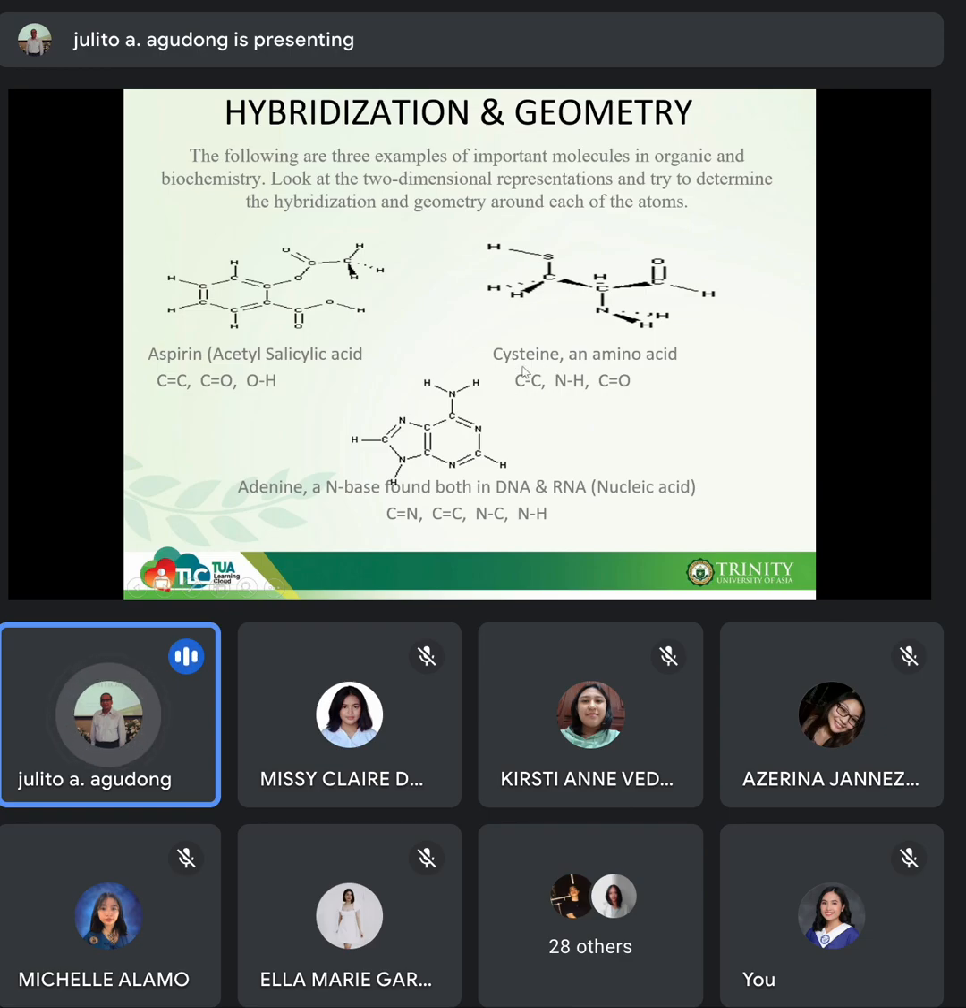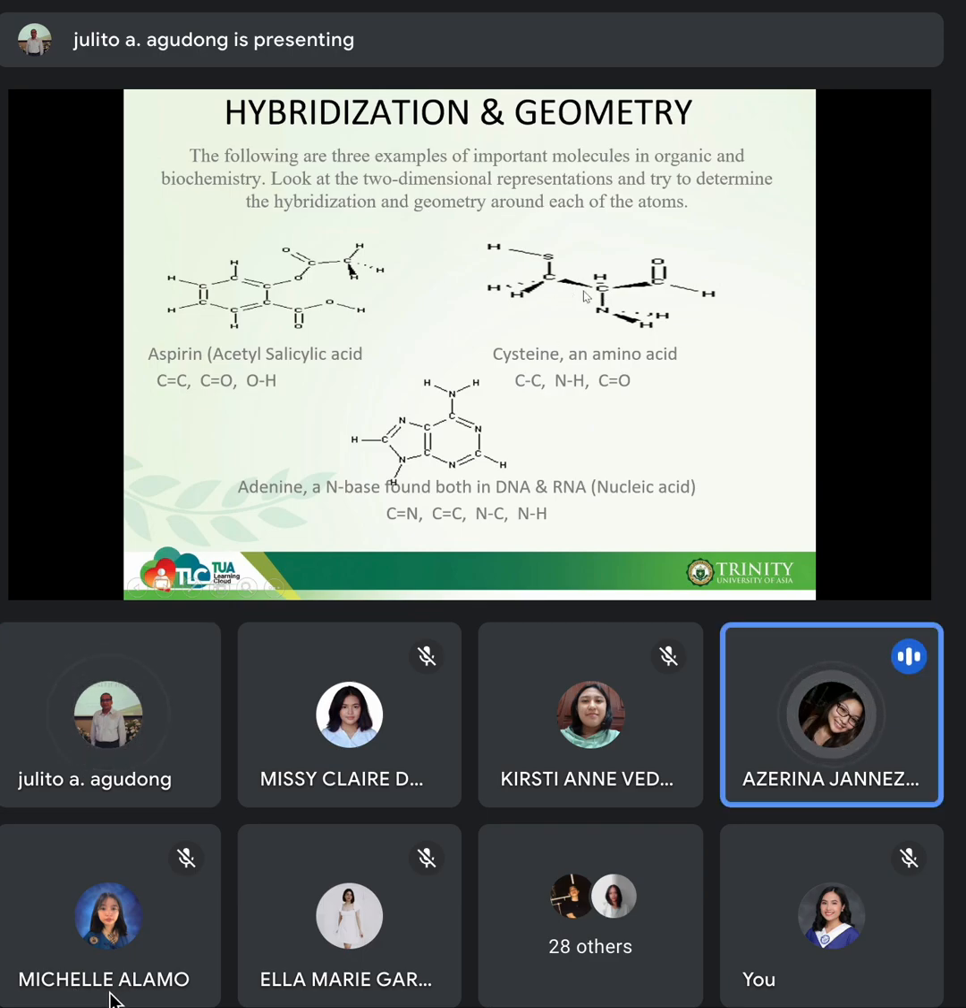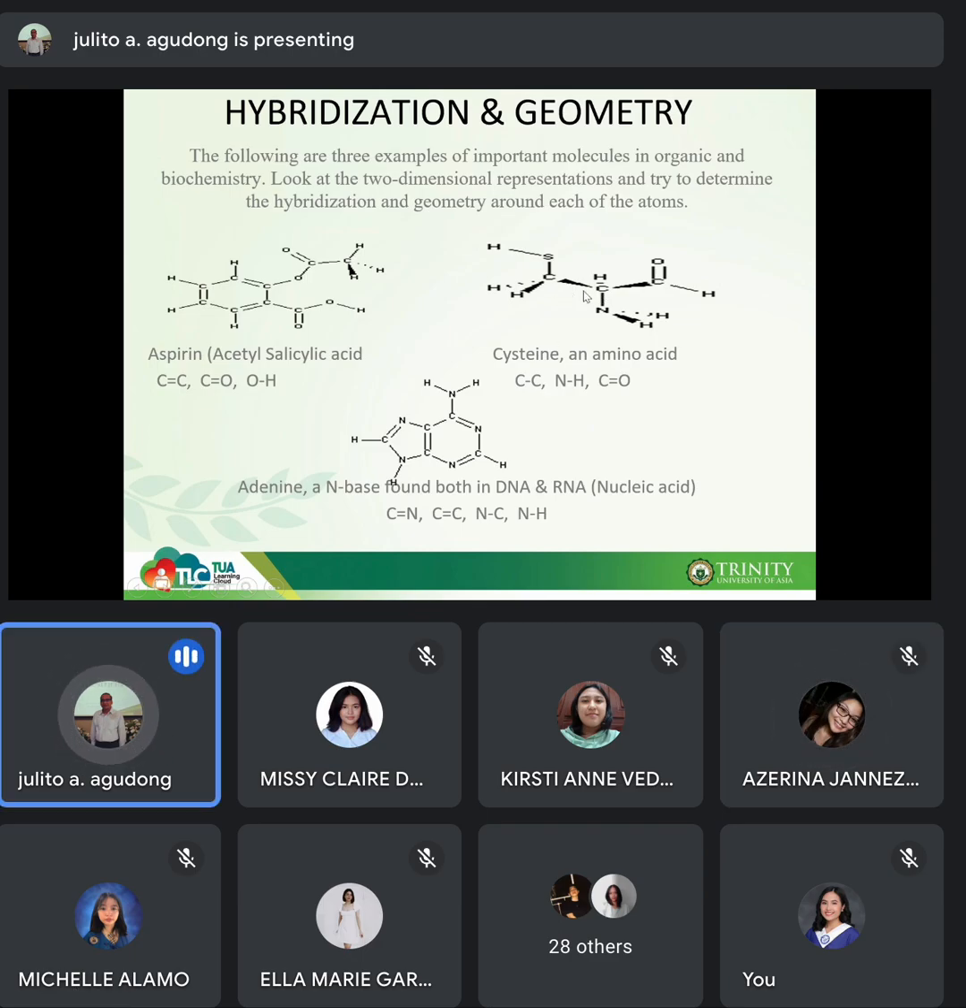What is the hybrid of a single bond carbon? sp3. Very good. What would now be the shape or geometry? Tetrahedral po. Tetrahedral. Very good. Ang galing talaga ng MT1. What about this? Nitrogen bonded with a hydrogen. This one, NH.